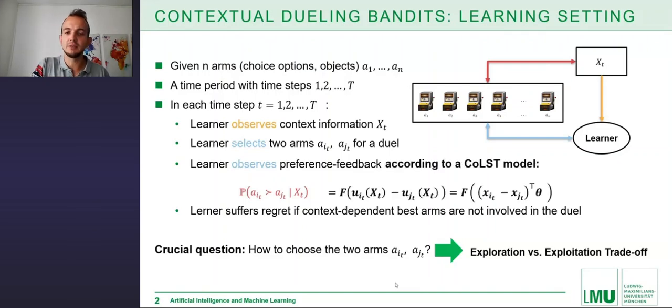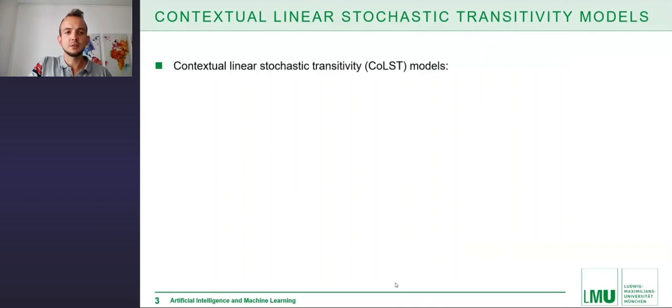And in our paper, we generalized the existing modeling assumptions on these preference probabilities in the sense that we have considered the CoLST model, which is a more general model than the ones used before. And what is a CoLST model?